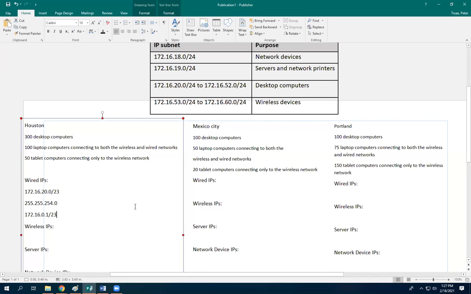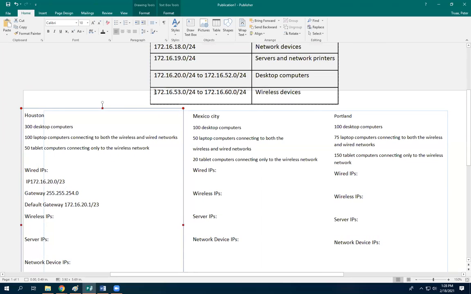Does that make sense? Oh, not 0, sorry, excuse me, 20.1/23. So Peter, quick question. Do you need a gateway for each wired and wireless connection? Is that what I'm understanding? Yes. If the wireless is on a different network than the wired, it's going to have its own default gateway. So yes, you're correct.